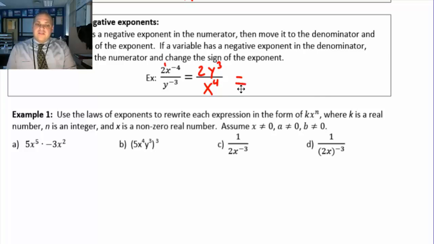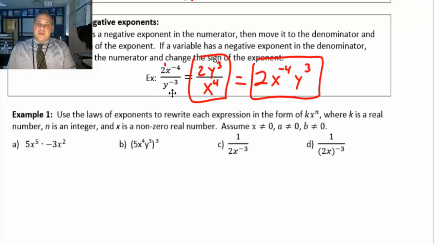If you want to write this without a denominator, you'll say 2x to the negative 4 and then y to the third. If you just want it to not be a fraction, you could write it that way. So there's 2 different ways to write this, 2 equivalent ways to write it.